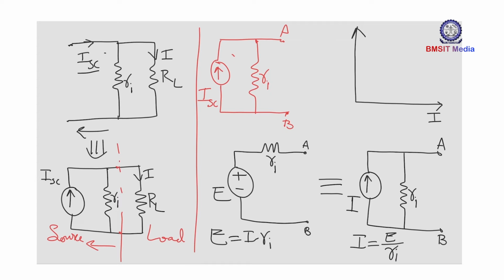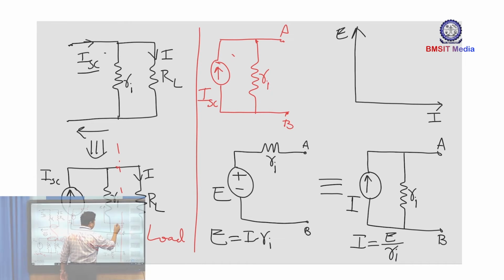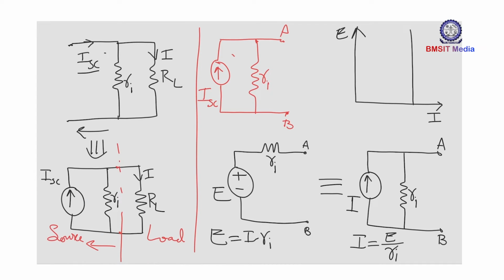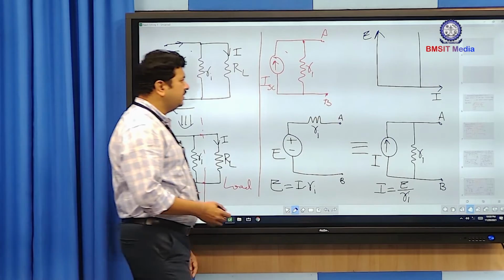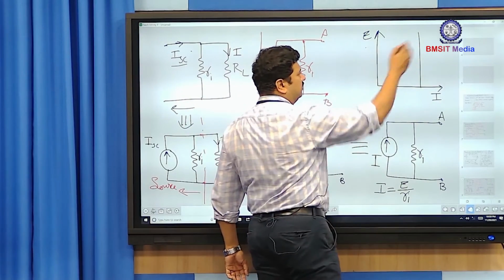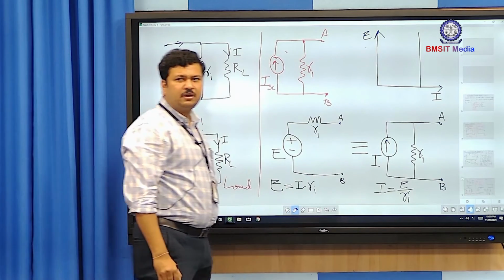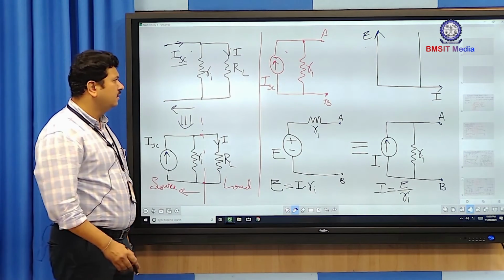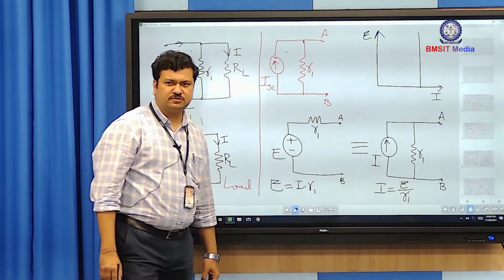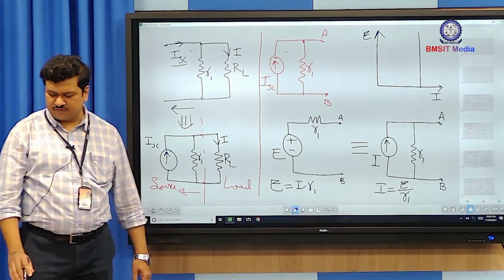At any voltage, my current is remaining constant. Or if we want to change the axes positions, then it will be a horizontal curve. So, at any voltage, my current will remain constant. This is the representation of a current source from the voltage source, and this is called source transformation.